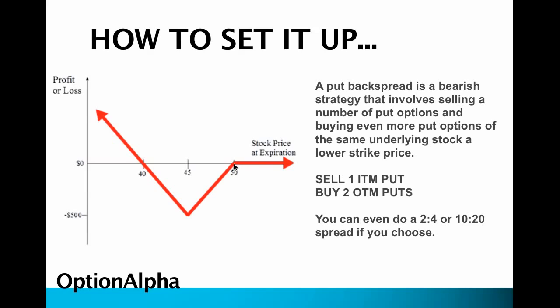So this one short put is going to be your 50 strike put on this chart, and the two long puts that you're going to buy are two puts at 45. Think about it like a credit spread, a put credit spread, where you're actually just buying an extra put option. That's basically all it is.